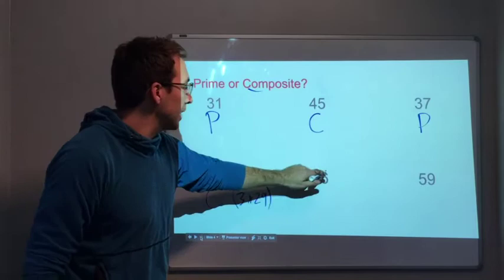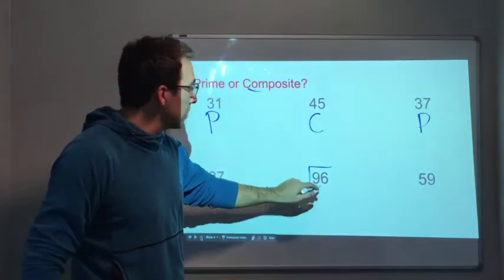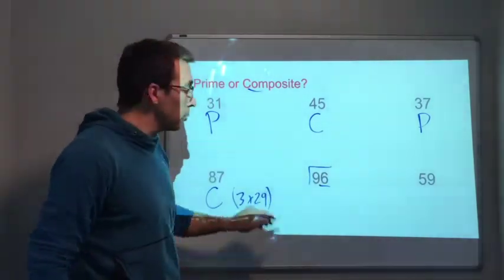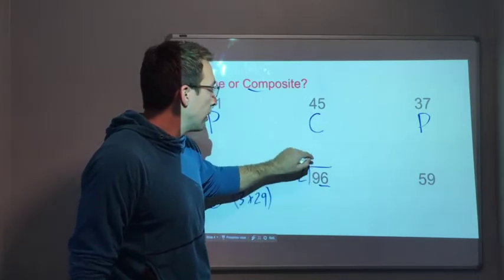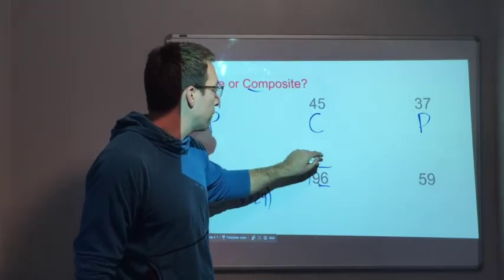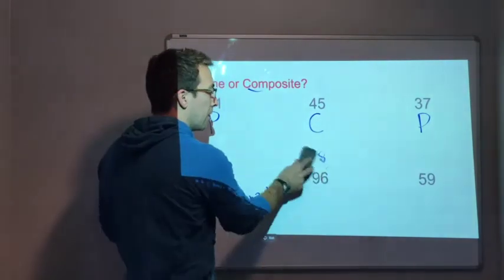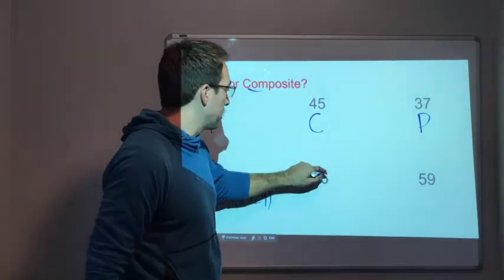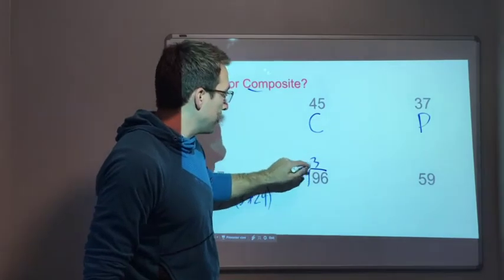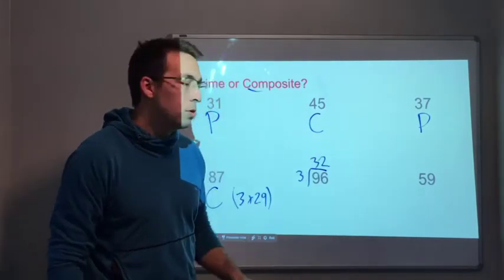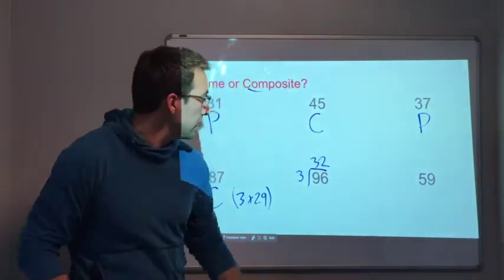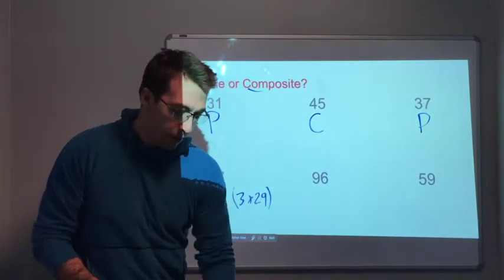96. It's composite. It's an even number. It's divisible by 2, right? 48 times 2 is 96. What about 3? Look at this. 32 times 3 is 96. So it's a composite number.